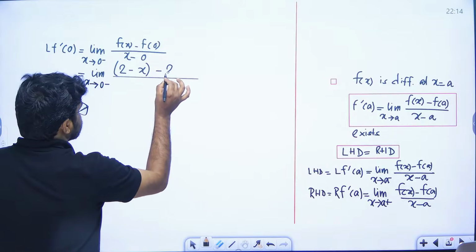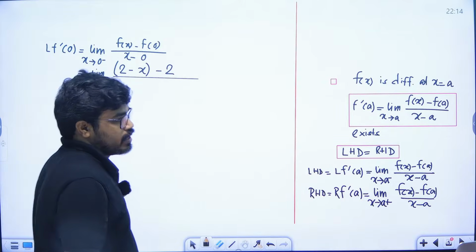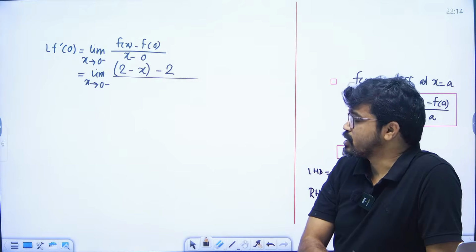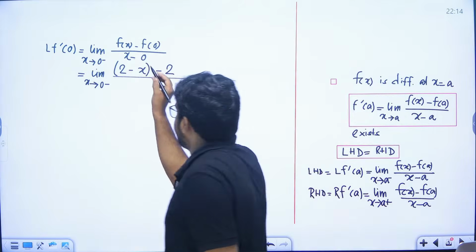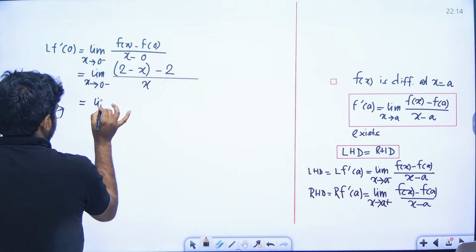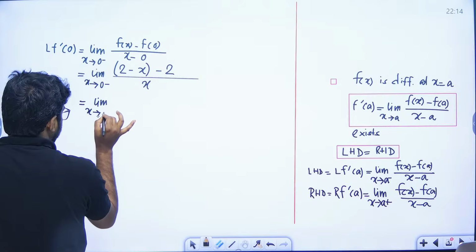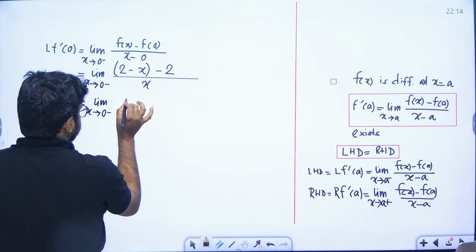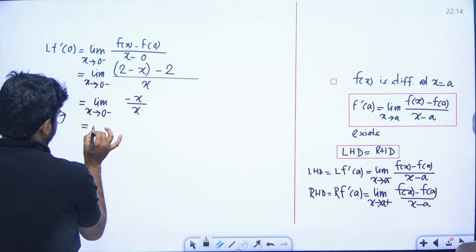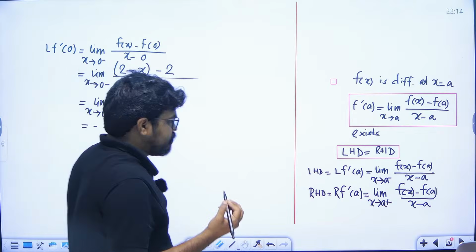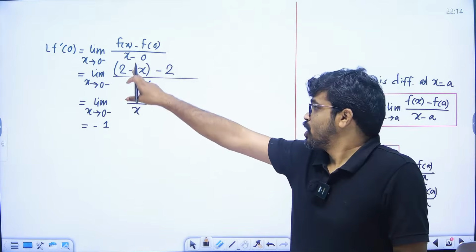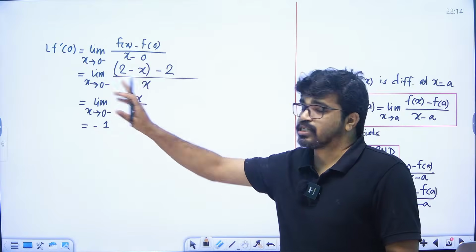So 2 minus x minus 2. Getting my point? Divided by x minus 0, that is divided by x. So what we get is the limit as x tends to 0 minus of, 2 cancels, minus x by x. So x cancels, and this will be minus 1. So the left hand derivative at the point 0, Lf'(0), is minus 1.